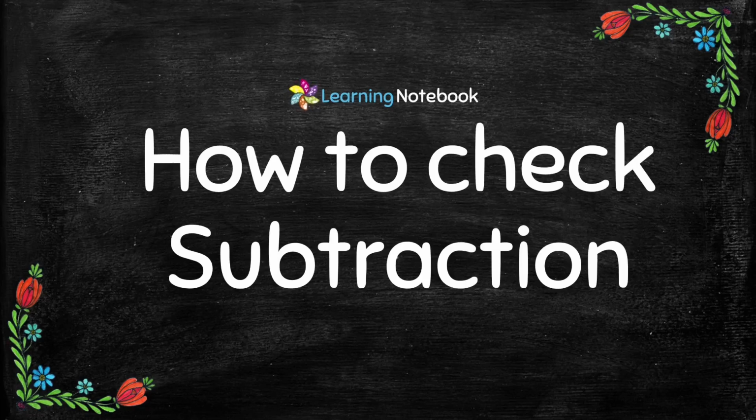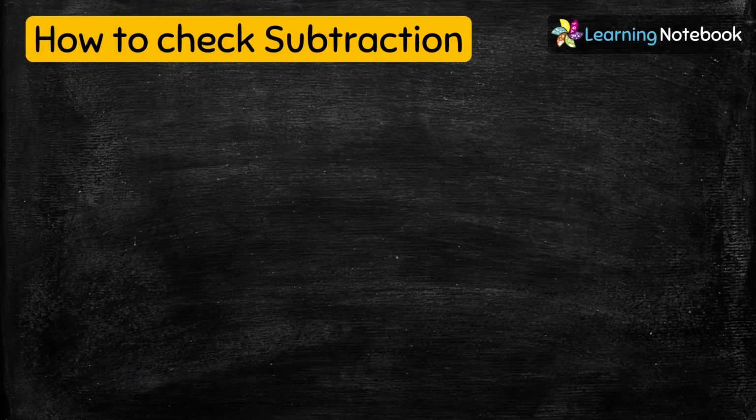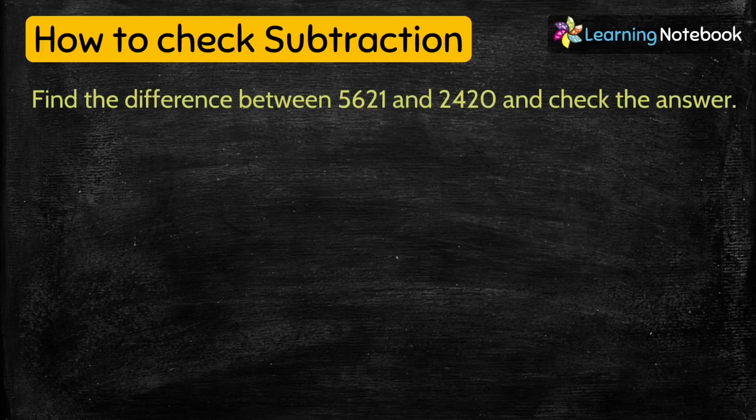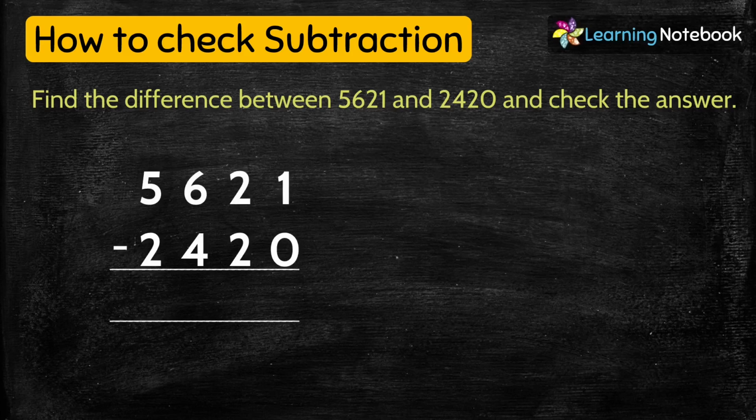Now, let's understand how to check subtraction. Let's solve a question to understand how to check subtraction. Find the difference between 5621 and 2420 and check your answer. Students, remember that to check subtraction, we take help of addition. So firstly, we will subtract the given numbers to find the difference.